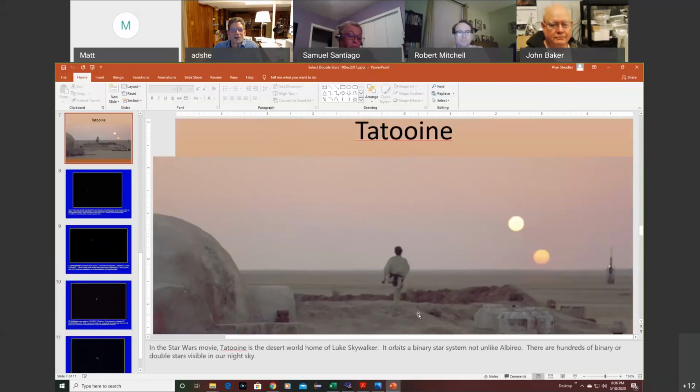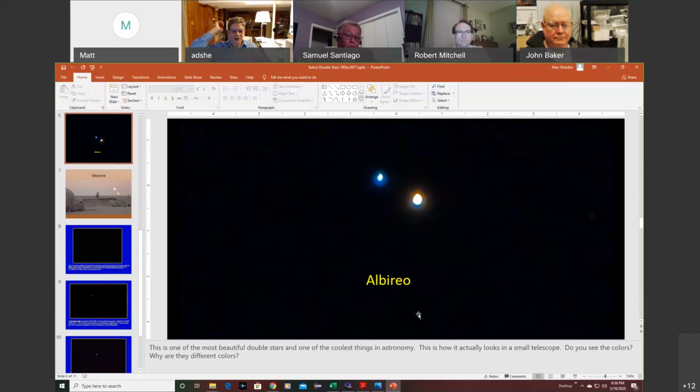I don't think I have a lot more images of double stars, but I would challenge the group to try and do double stars. I think they should be easier than some of these really dim fuzzy things. Well, yeah, especially if you can get it in and your focus is right and the atmosphere is cooperating.